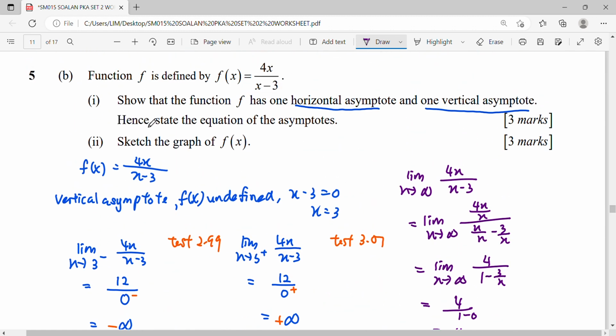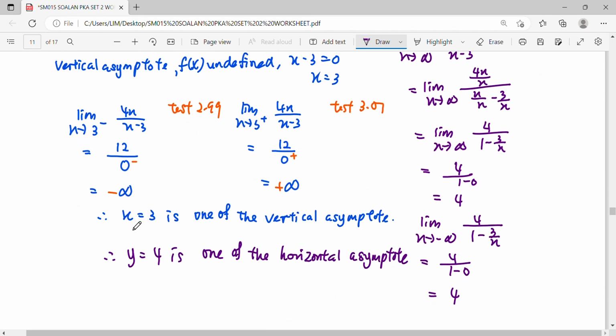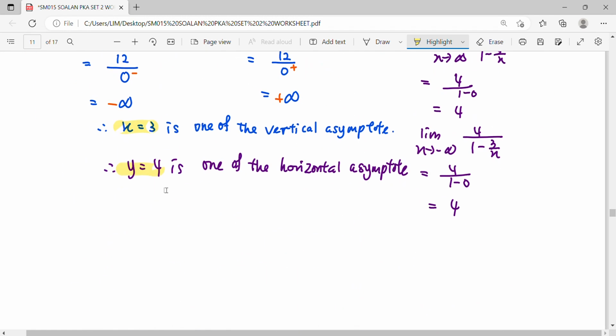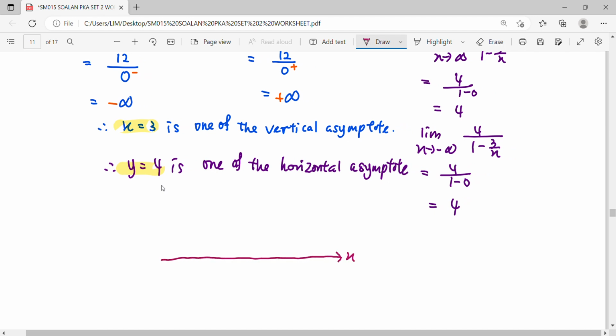So after we prove this, hence state the equation of the asymptote. So we already stated it up. This is our equation of the asymptote. Having stated it, after that we will draw the graph. Based on the asymptotes, we sketch them first. x equals 3, vertical asymptote. Label your asymptote x equals 3. y equals 4, horizontal asymptote. Label y equals 4. Label your x-axis, label your y-axis, and origin. And then based on the result, you can see your graph here.